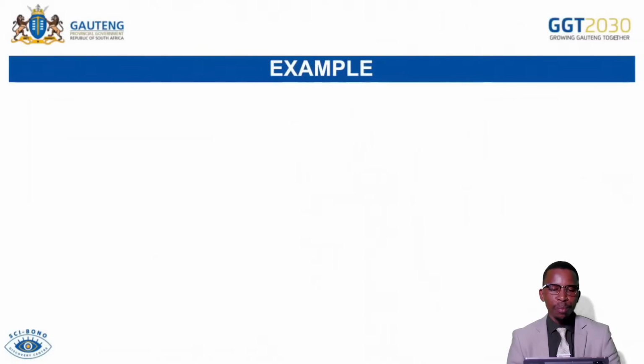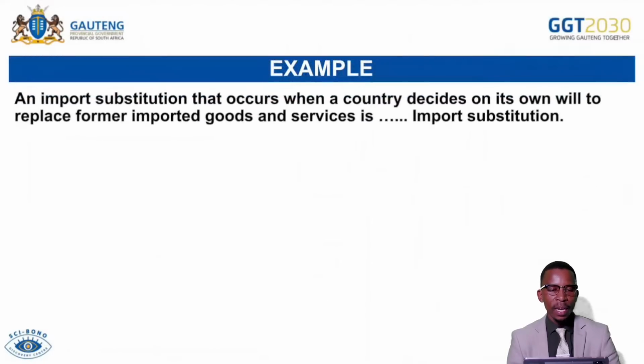All right, then another example. So an import substitution that occurs when a country decides on its own will, we need to underline here, to replace former imported goods and services with, is dash import substitution. So when the country decides on its own, without being forced, the country decides to replace former imported goods on its own will, maybe to improve economic diversity, to prevent international dependency. What kind of import substitution is that?